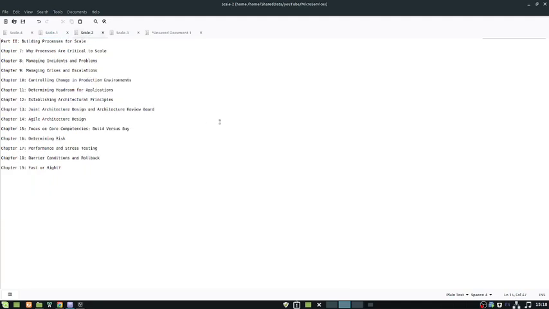Part 2, building processes for scale. So you're in the process of architecting. So now you've got the management leads and you're actually doing the work principally. So now assuming there's an architecture team involved, usually, there's a whole set of process chapters on that. What I wanted to show specifically are chapters on establishing architectural principles.